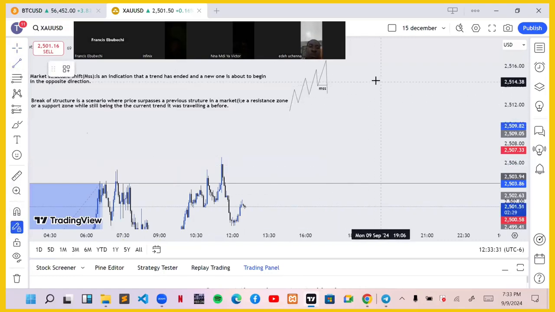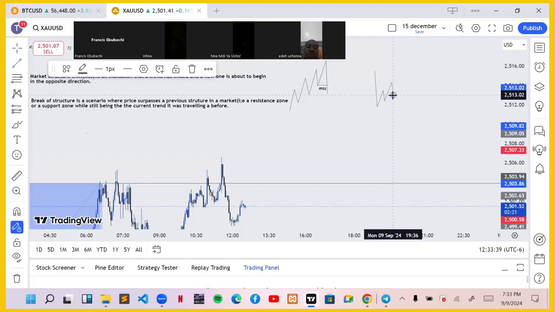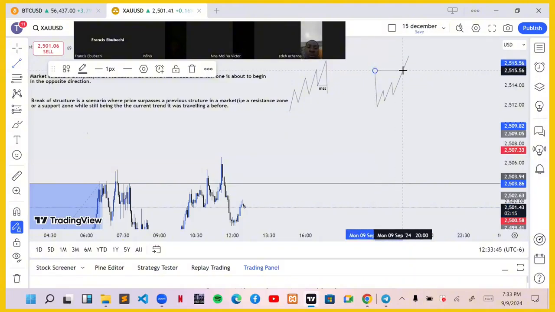Let's say there's a resistance zone here, and then price was making higher highs and higher lows, higher highs and higher lows. All of a sudden, you do something like this. Understand? This is a resistance level that got broken. So this right here is a break of structure because it broke past a key level in the market while still being in the same direction that it was traveling at before. So here is a break of structure.